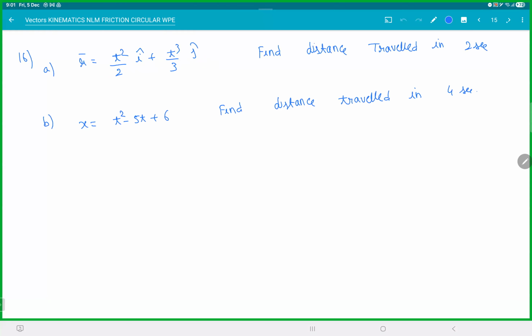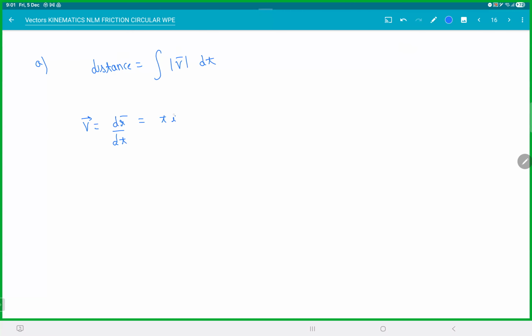And when you differentiate this, you'll get t i cap plus t square j cap. So you don't want v bar, you want mod v bar, which is root over t square plus t power 4. And then you have to integrate. Now, can you try? I'll give you a minute or two.